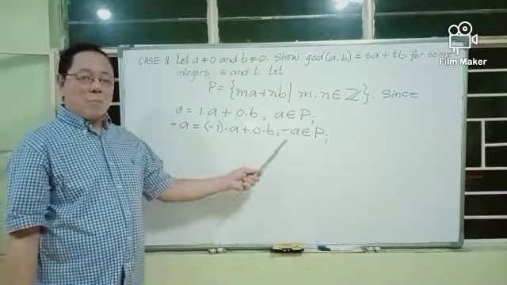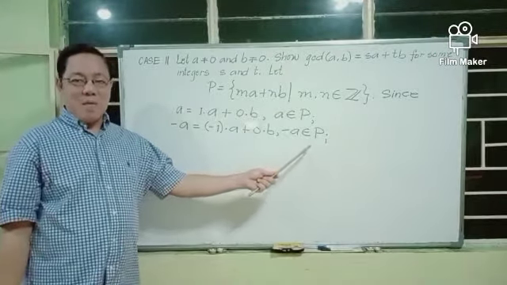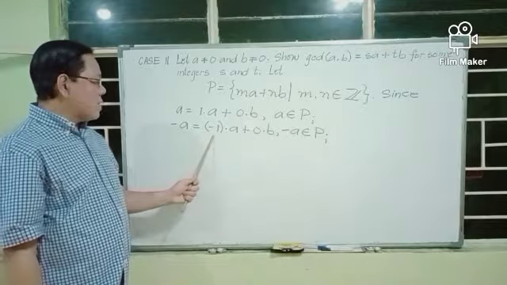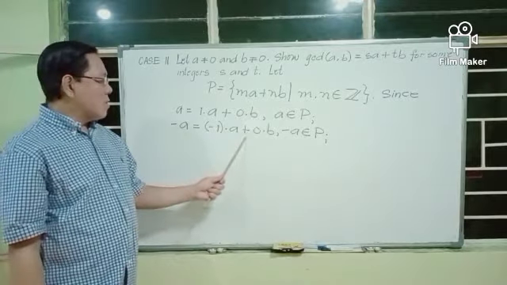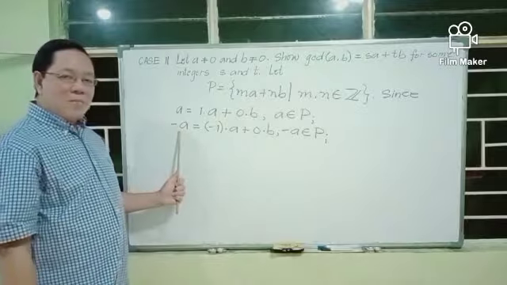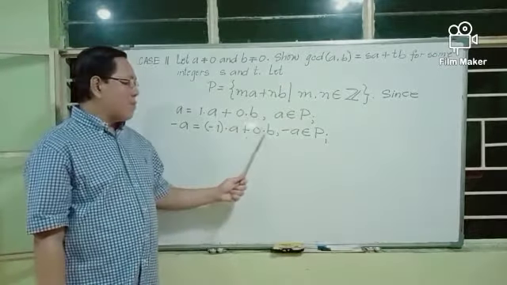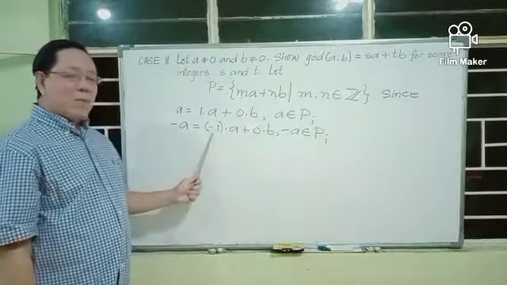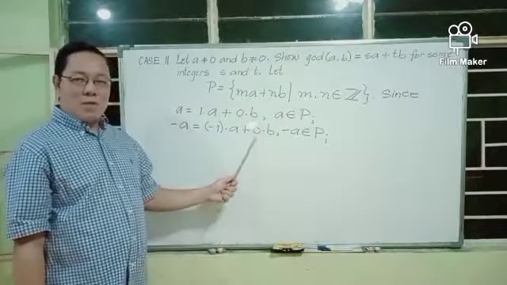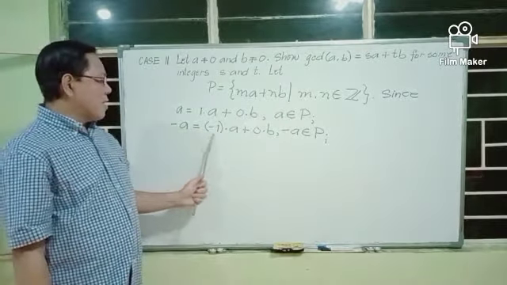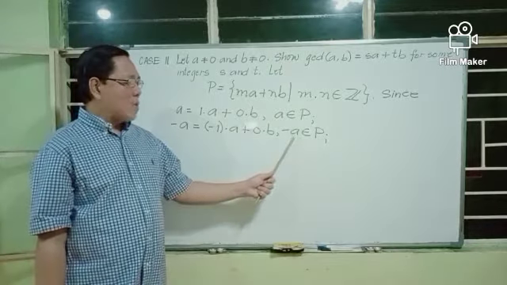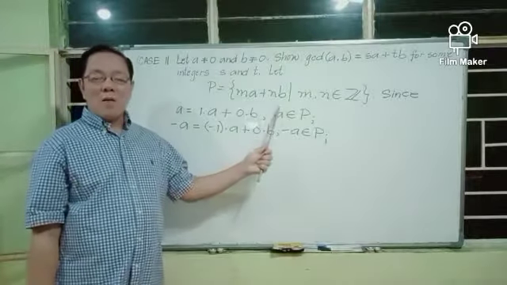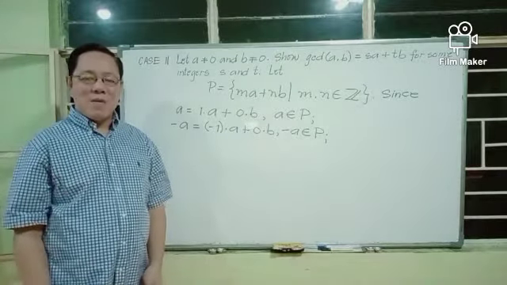Similarly, minus a, the negative of a, is also an element of P, the set of all linear combinations of a and b, if we write minus a as minus 1 multiplied by a plus 0 multiplied by b. So you can see that minus a is a linear combination of a and b. This expression is of this form, where m now is negative 1 and n is 0, the 0 integer. So minus a is a linear combination of a and b. Therefore, we conclude minus a is an element of set P, the set of all linear combinations of the integers a and b.